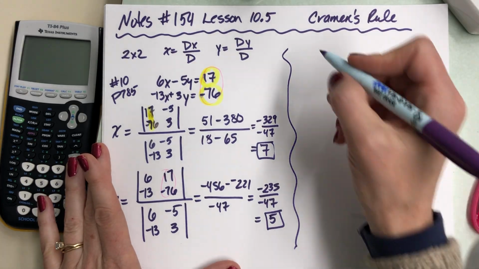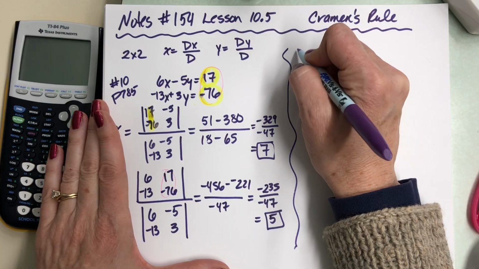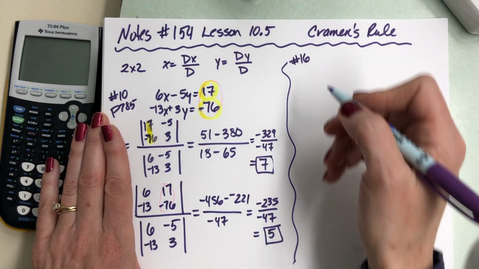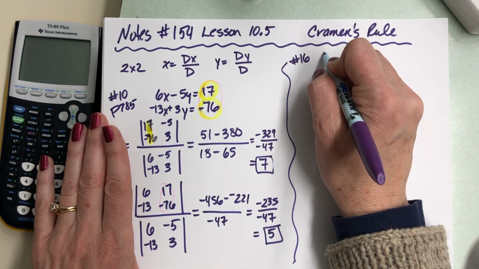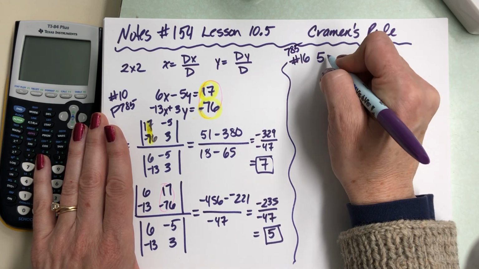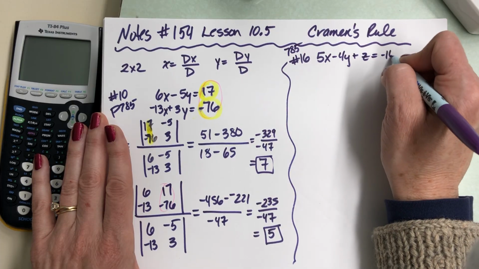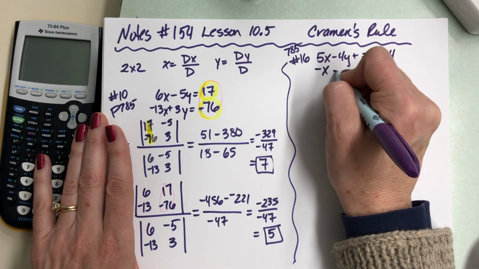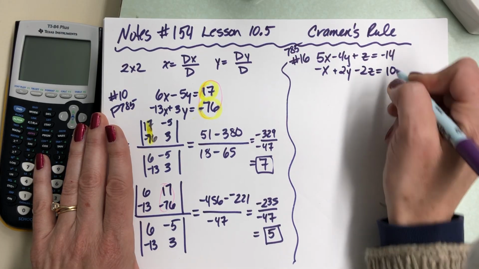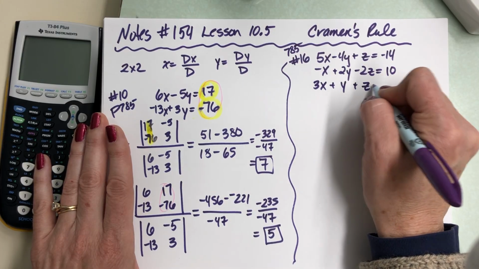I know what you're thinking. You're thinking, hey, that works great for x and y, but Glenn, what if you put a z in there? Everything's going to change when you have a z. Well, yeah, you're right. So let's go ahead with number 16. Take a look in your book, page 785. I've got 5x minus 4y plus z is equal to negative 14. Negative x plus 2y minus 2z is equal to 10. And then 3x plus y plus z is equal to 1.